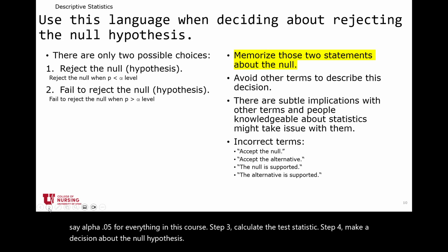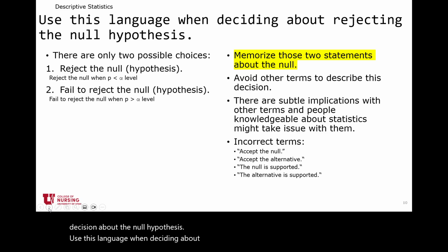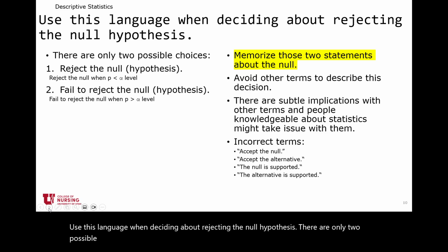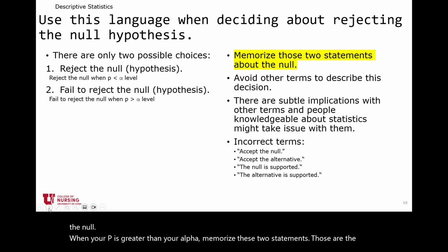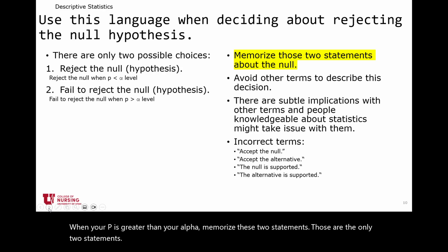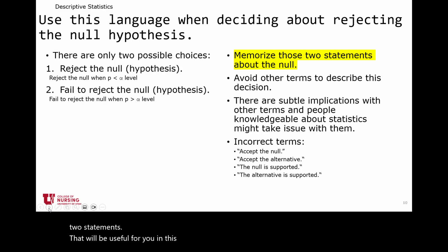Use this language when deciding about rejecting the null hypothesis. There are only two possible choices. Reject the null, which is when your p is less than your alpha, and fail to reject the null when your p is greater than your alpha. Memorize these two statements. Those are the only two statements that will be useful for you in this course.